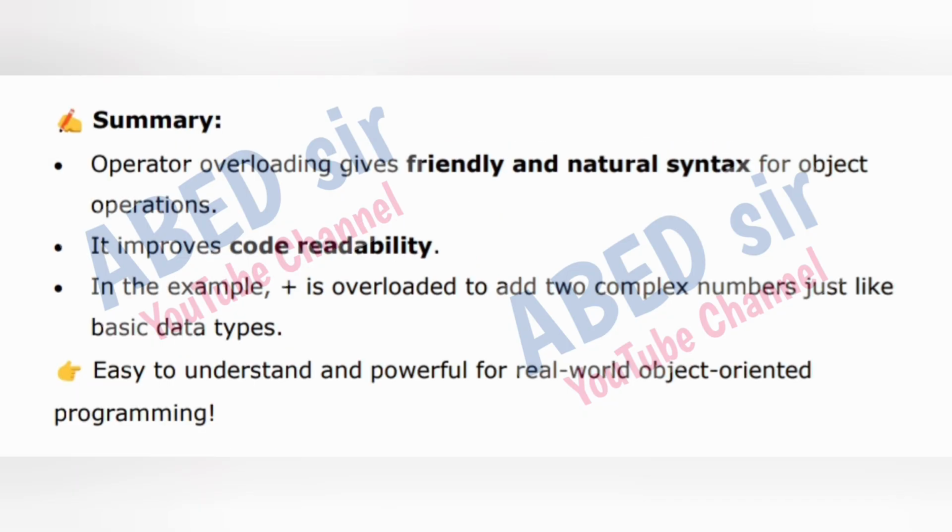Summary. Operator overloading gives friendly and natural syntax for object operations. It improves code readability. In the example, plus is overloaded to add two complex numbers just like basic data types. Easy to understand and powerful for real-world object-oriented programming.